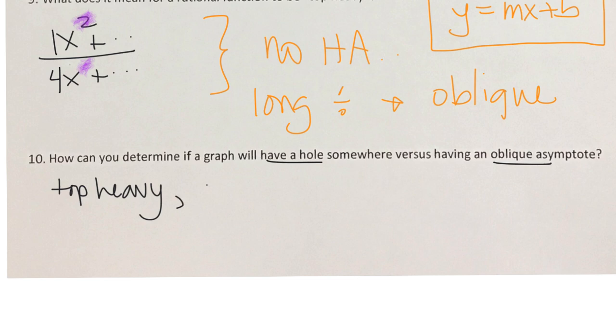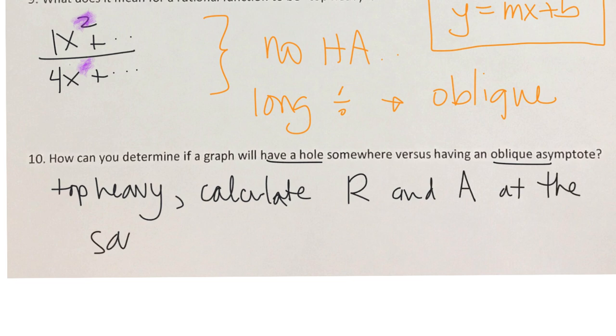Okay, number two, you're going to calculate and find out that we have a root and a vertical asymptote at the same place. Okay, that's really going to tell us that there is a hole. If we have a root and an asymptote at the same place, that means there's going to be a hole in your graph rather than an oblique asymptote. Okay, a root and an asymptote at the same place. Okay, that will tell you that our graph is going to have a hole in it.